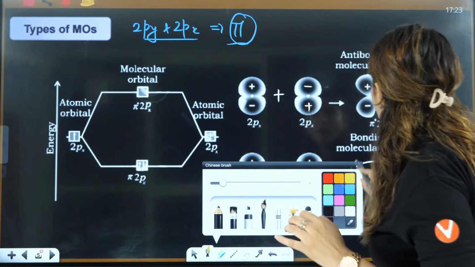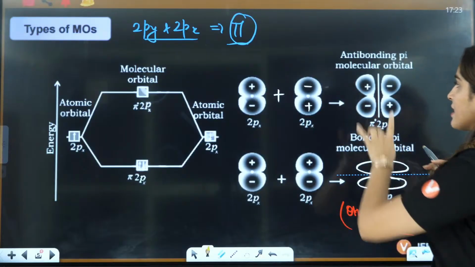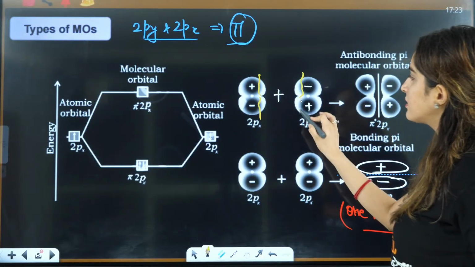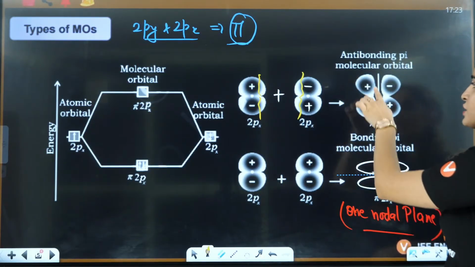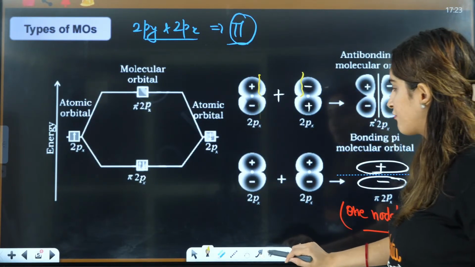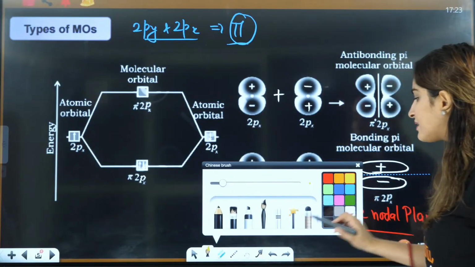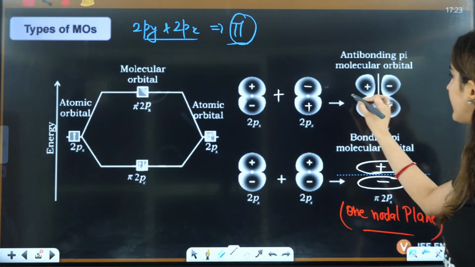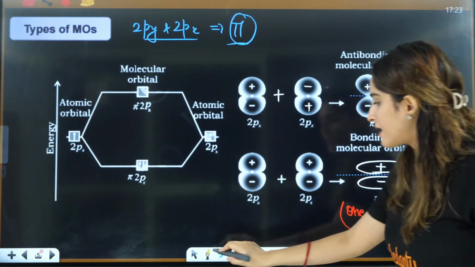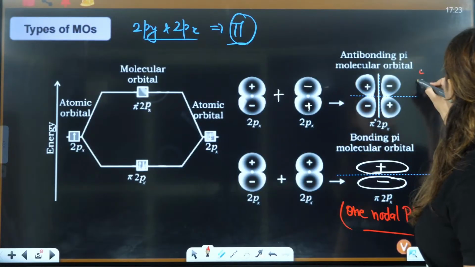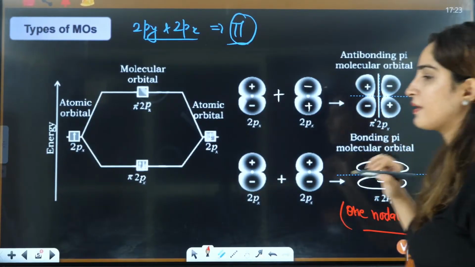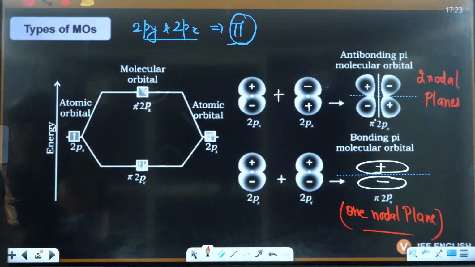So in the anti-bonding molecular orbital, you will have this kind of situation here: this will be cancelled, this will be cancelled, this will be cancelled, this will be cancelled, right? Hence you will have positive, negative, negative, positive. Now can you see there are two nodal planes formed here, one here and one here. So in this case you have two nodal planes, and you should remember that.